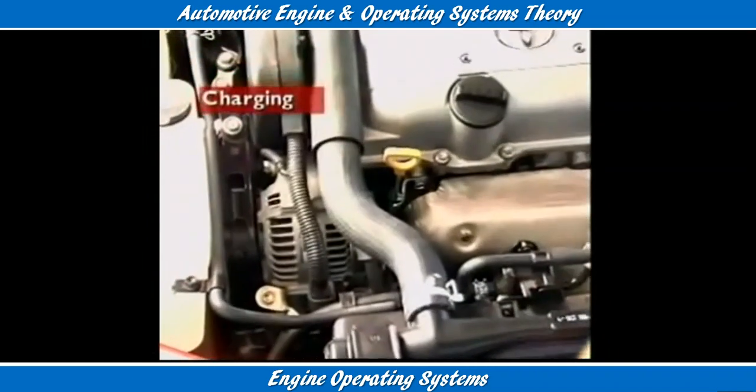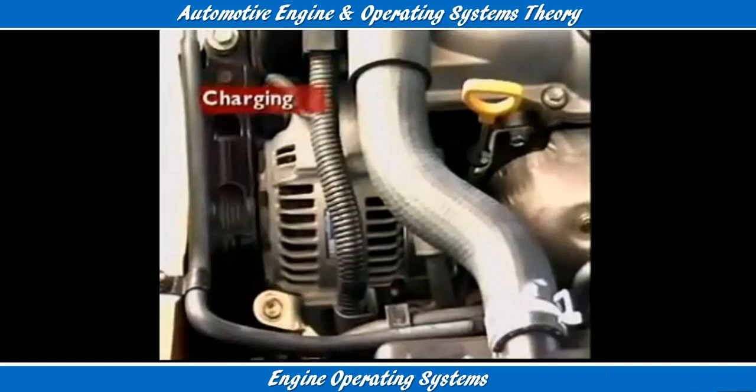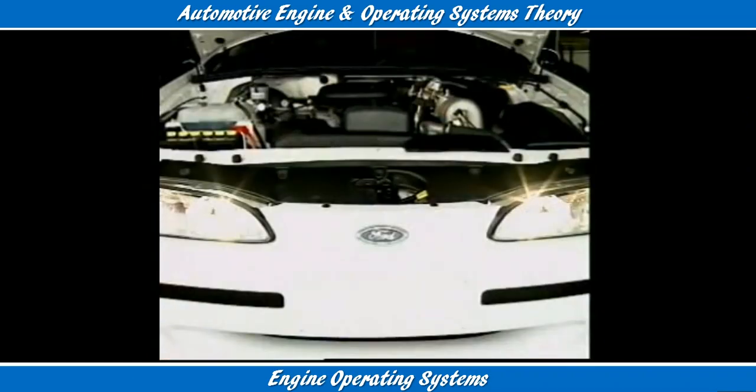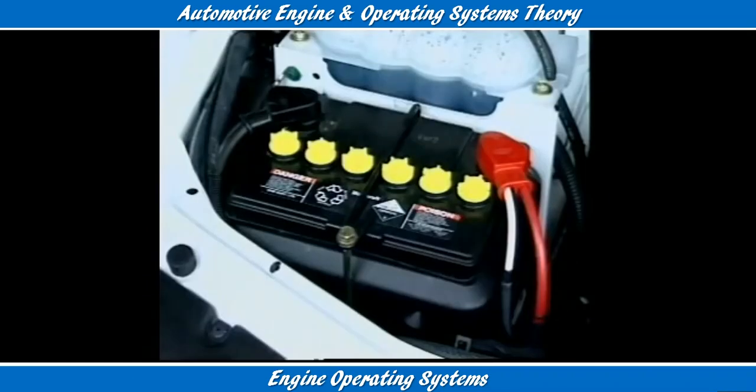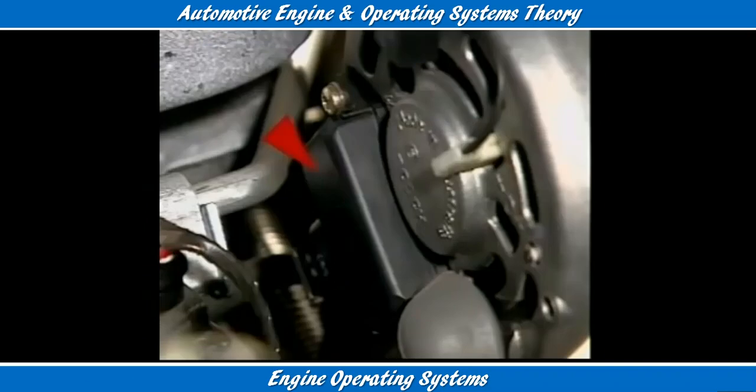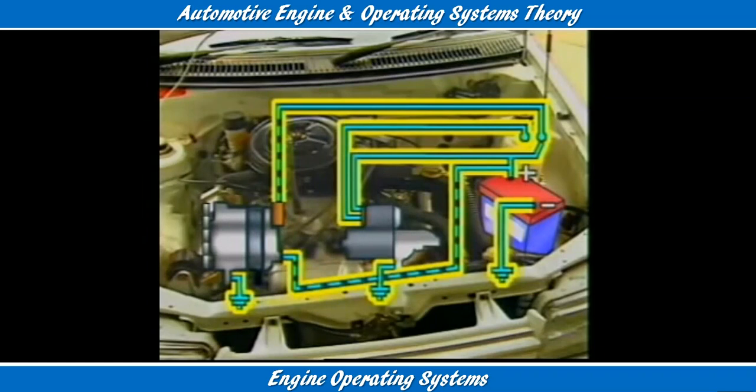This section examines charging. The charging system provides electrical energy for all of the electrical components on the vehicle. The main parts of the charging system include the battery, the alternator, the voltage regulator, which is usually integral to the alternator, a charge warning or indicator light, and wiring that completes the circuits.